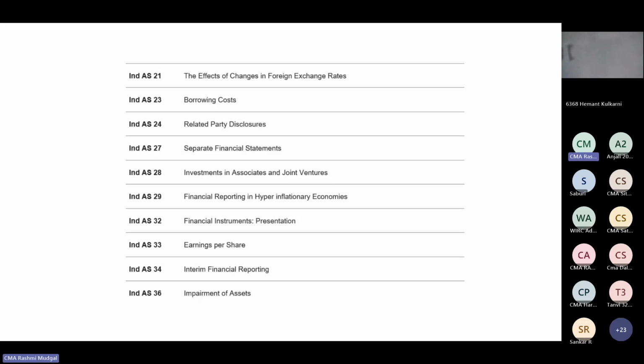Ind AS28 tells about associates and joint ventures: how to make investments in associates and joint ventures, how to get returns out of the investment, how to report these investments, and how to report these joint ventures in the financial statements. In Ind AS29, financial reporting in hyperinflationary economies.